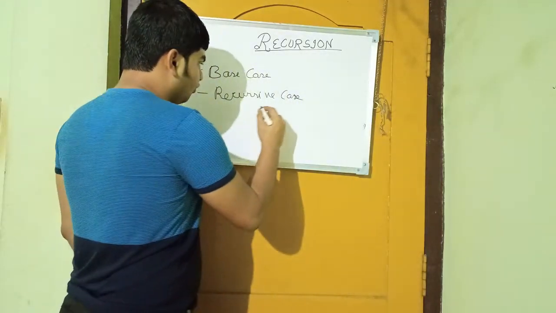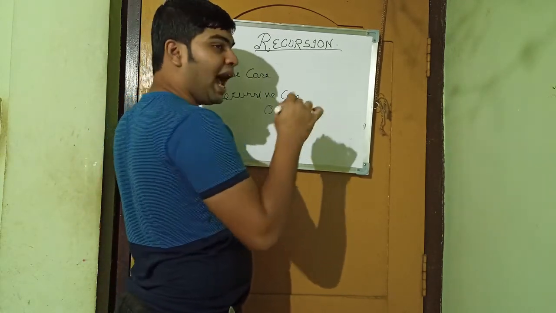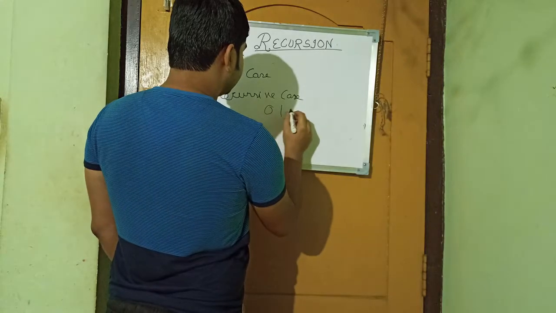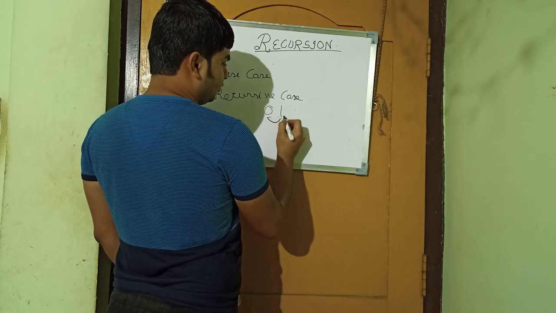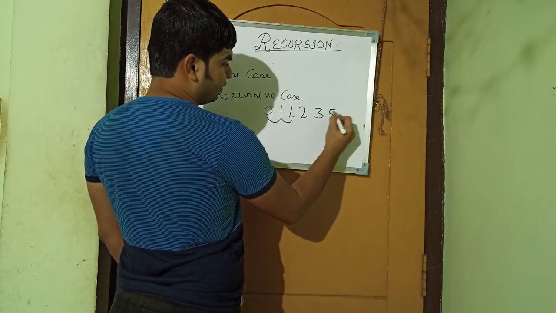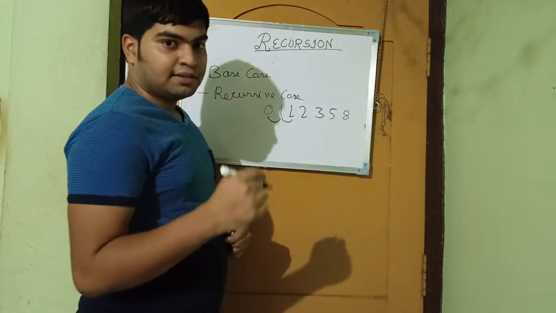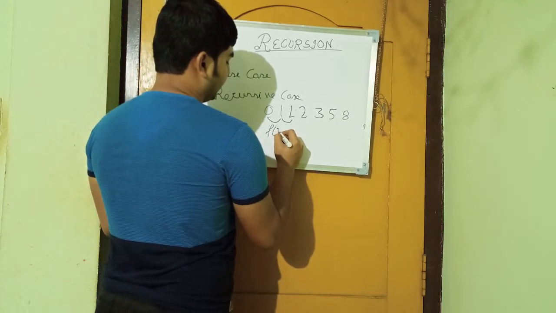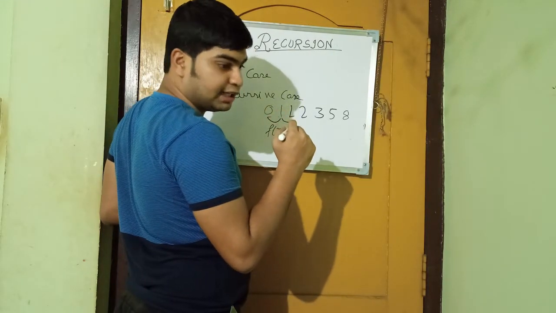So what is the Fibonacci series? Fibonacci is a sequence of numbers in which the ith number is the sum of the (i-1)th and (i-2)th numbers. Means this number is the sum of this and this. 0 and 1 makes 1. 1 and 1 makes 2. Then 3, 5, 8. Okay. So this is our problem. Our problem is f(n), where f(n) is the nth Fibonacci number.